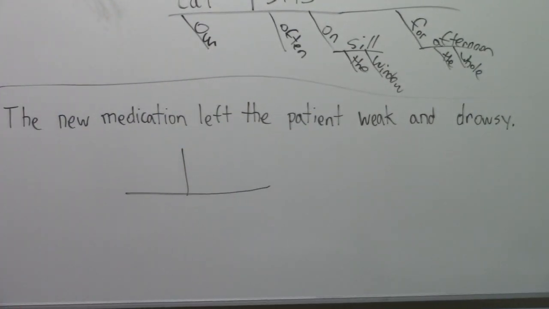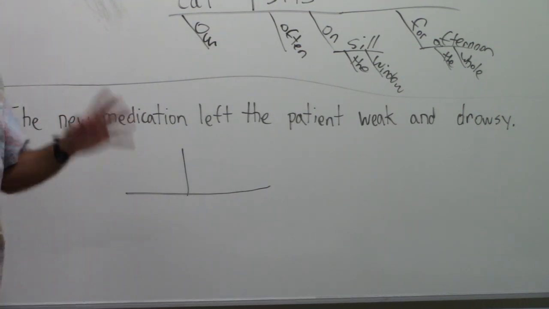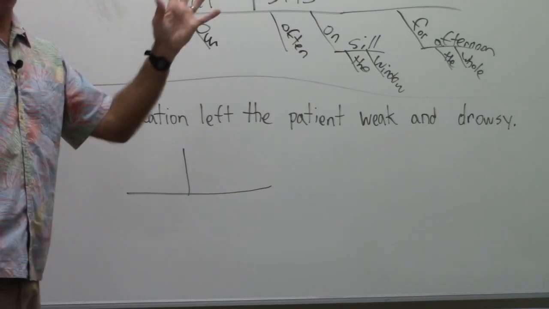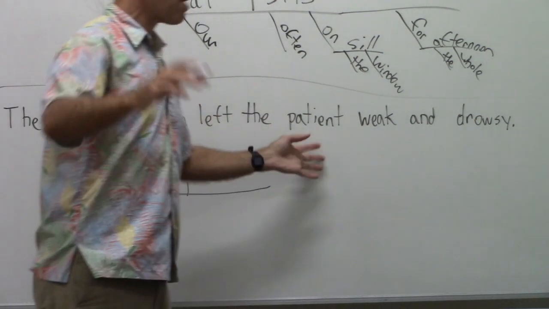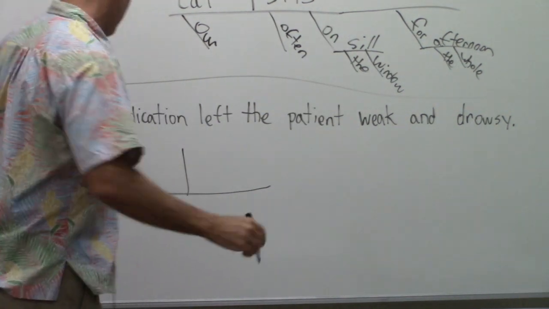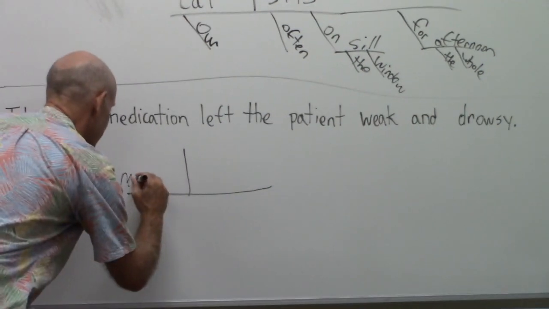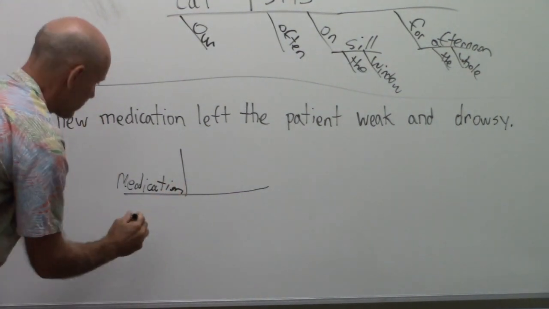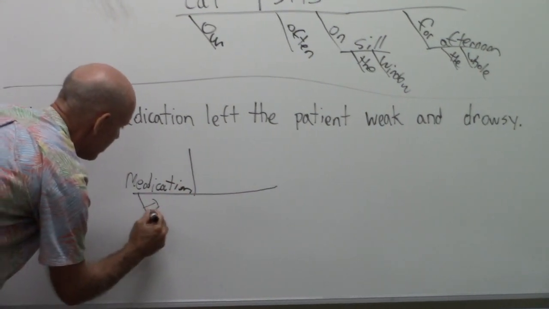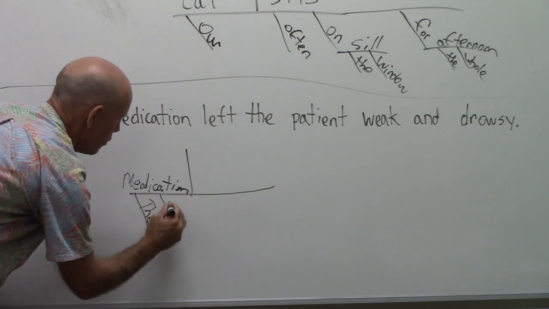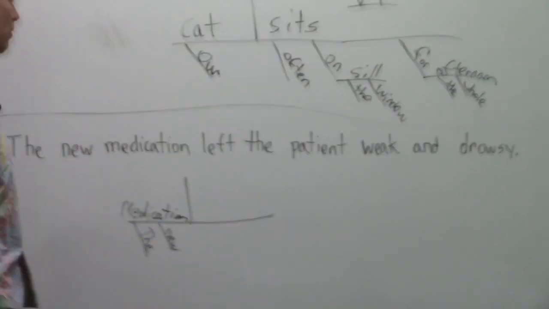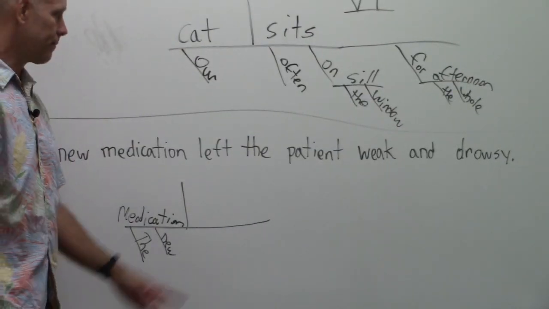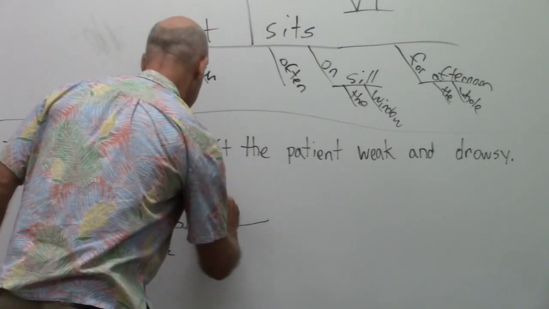All right? Let's go back a little ways. What is the thing that's doing something in this sentence? The medication. You can't really see that as well as you can see a person, right? Yeah. So the patient jumped out at Kenny and it fooled him a little bit. So the medication is our subject. What kind of medication? It's new. Now, what did the medication do? It left the patient weak. It left.